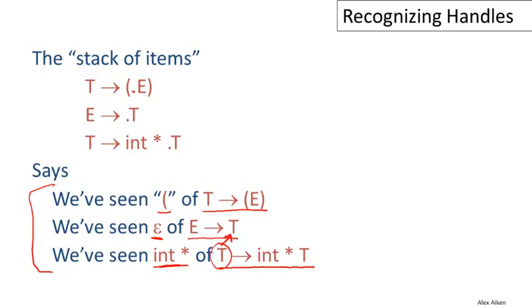And just notice how the left-hand side of each of these productions is going to eventually become part of the right-hand side of the production we're working on, just below it in the stack. So when we've reduced this int star T to T, that will extend this production, and when that reduces to E, that will extend this production.